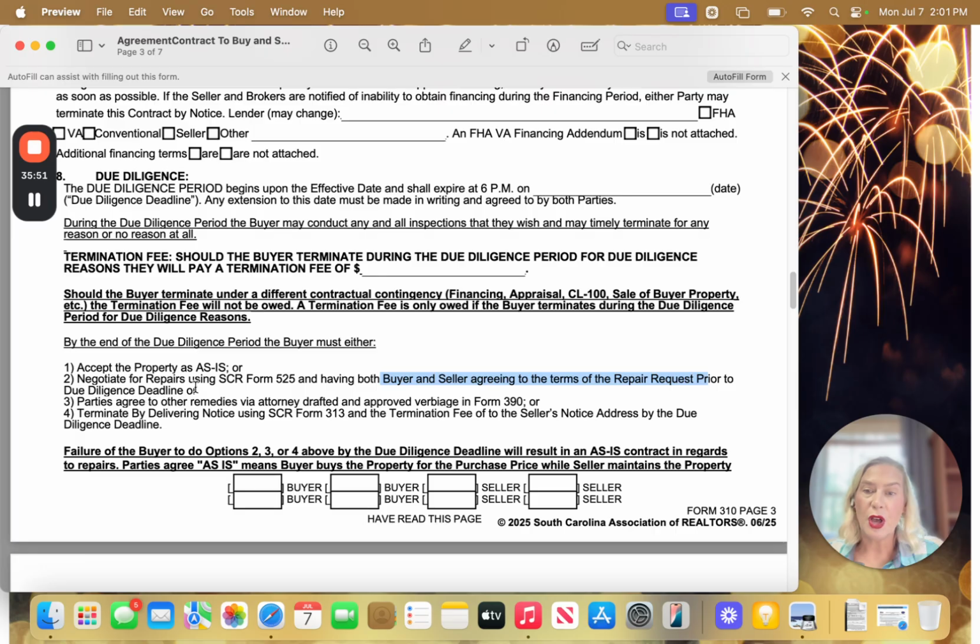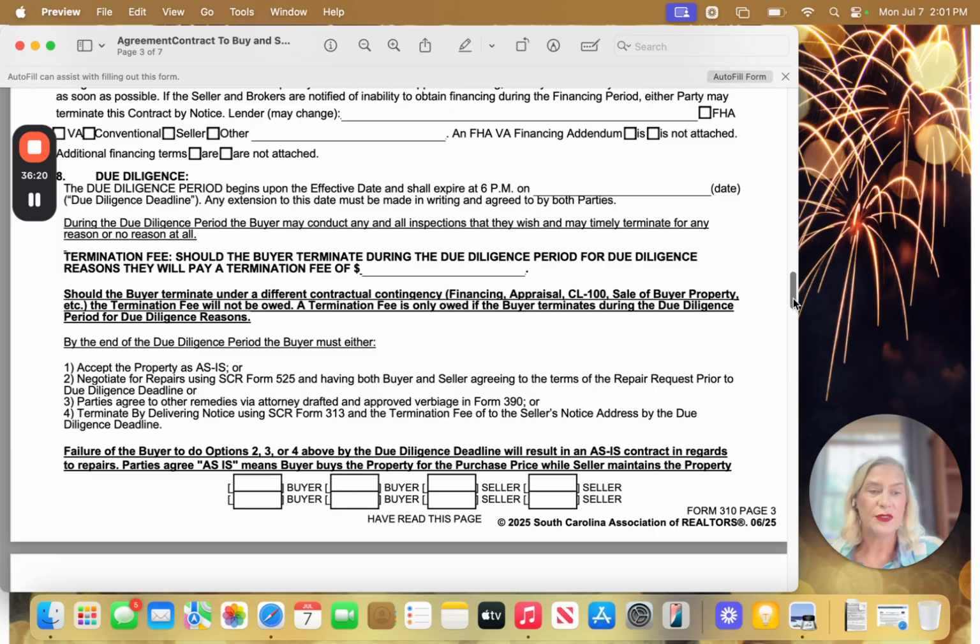Parties agree to other remedies. Maybe we decide to do $5,000 in lieu of repairs. Make sure you have an addendum that states that. Or during due diligence, if you cannot agree on repairs, then you can do a notice of termination form. In bold on the bottom of page 3, it says failure of the buyer to do option 2, 3, or 4 during the due diligence time frame, then you are now currently stuck in an as-is contract.